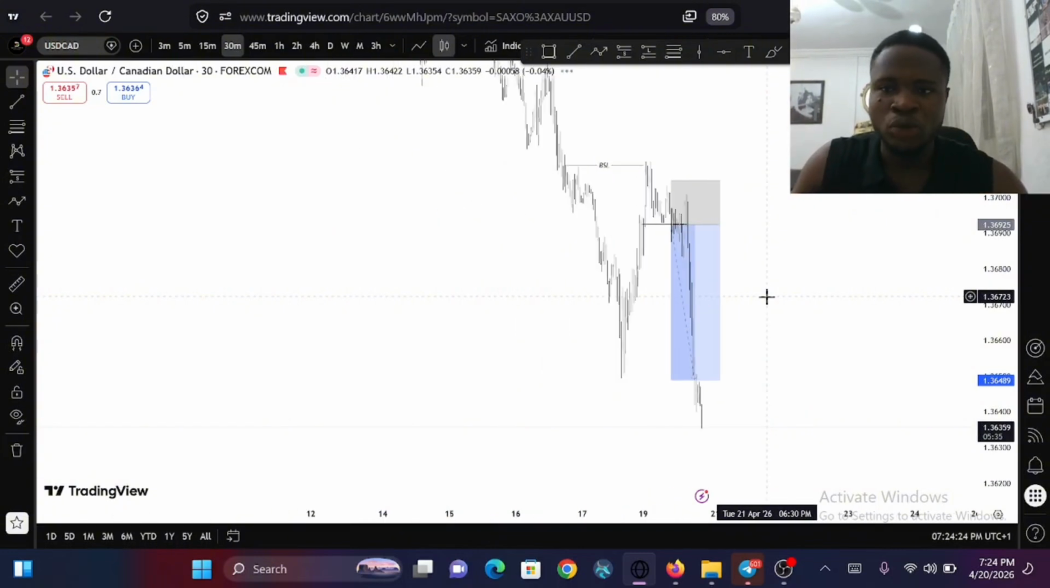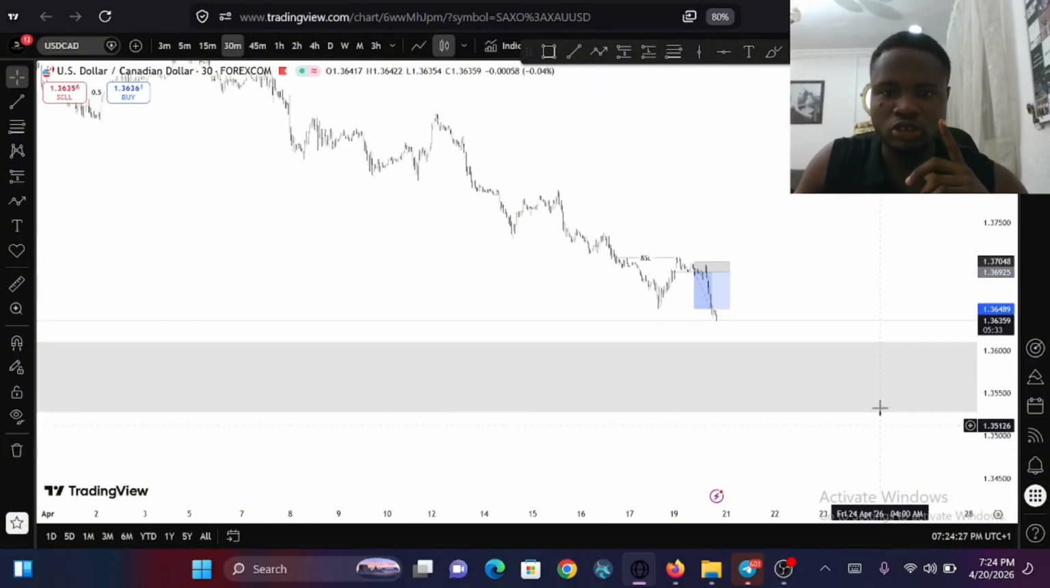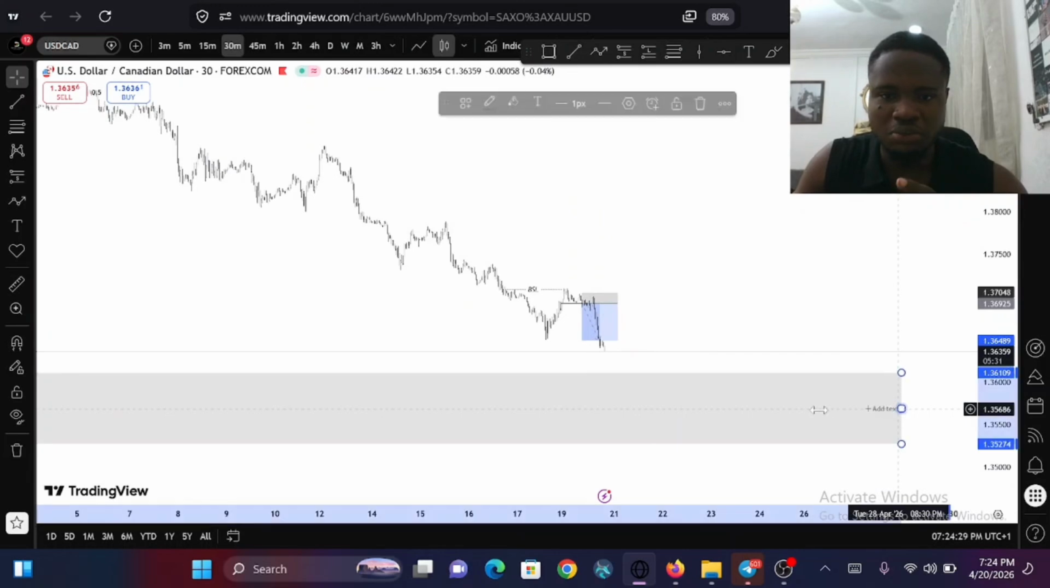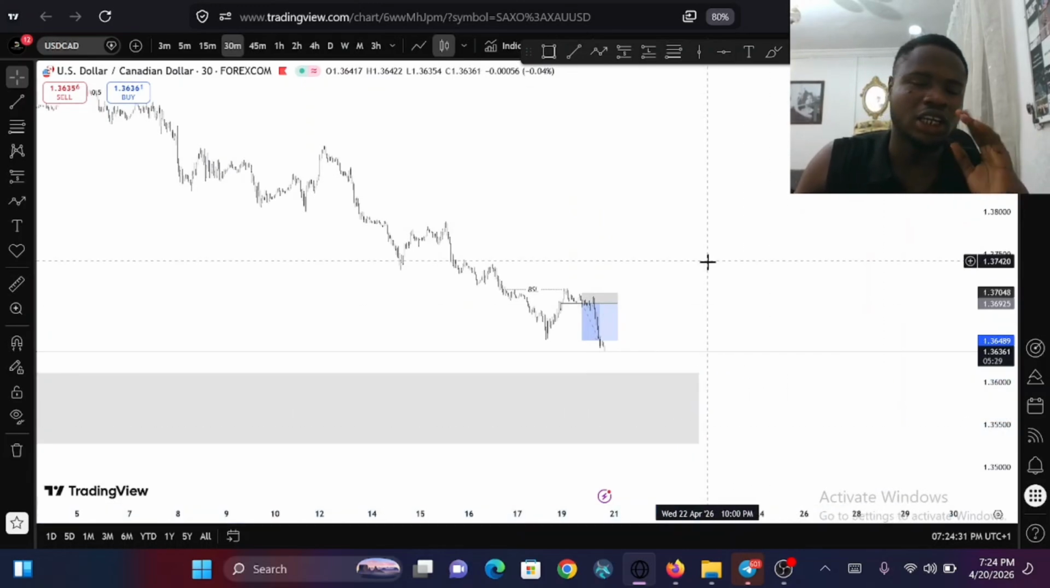It is that simple. So what I'm doing is waiting for price to get to my demand zone, and when it gets there, it gives me a confirmation entry. I'm going to take the buy to the upside.